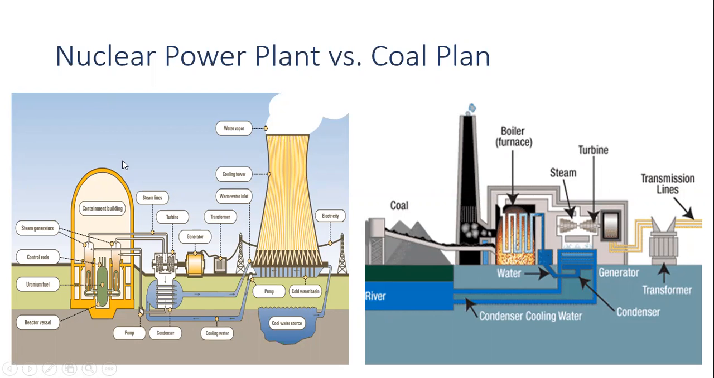In the case of a nuclear power plant, instead of a boiler we are using the reactor. This is the nuclear reactor. All the other components are the same for the nuclear power plant and the thermal power plant. The reactor is the heart of a nuclear power plant.